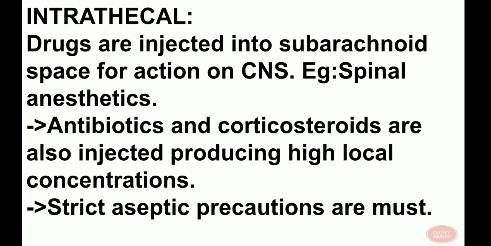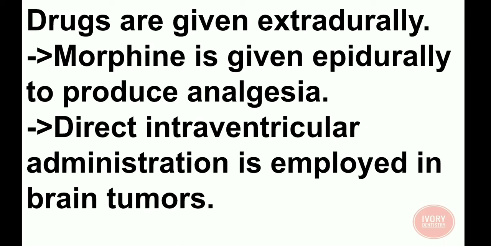Next is the intrathecal route. The drug is injected into the subarachnoid space for the action on central nervous system. Example, spinal anesthetics. Antibiotics and corticosteroids are also injected, providing high local concentrations. So the strict aseptic precautions are a must. Drugs are given extradurally. Morphine is given epidurally to produce analgesia. And the direct intraventricular administration is employed in brain tumors.